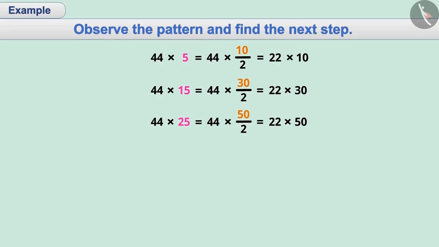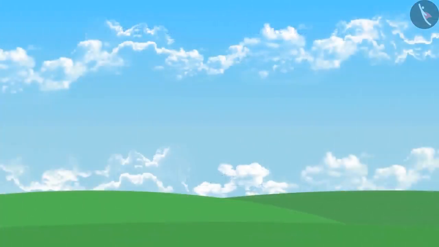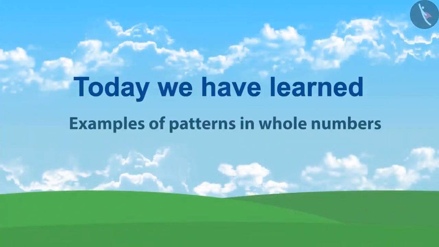Therefore, the next step is 44 multiplied by 35, which can be expressed by the fraction 70 by 2. Then, we will divide 44 by 2 and the quotient 22 is multiplied by 70. Here, we observe 2 patterns. Today, we have learned some examples of the patterns in whole numbers.